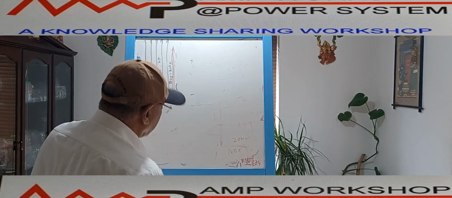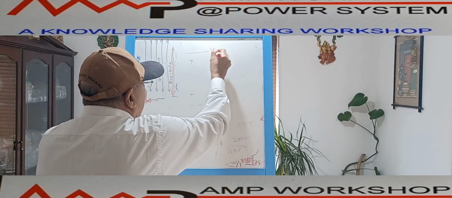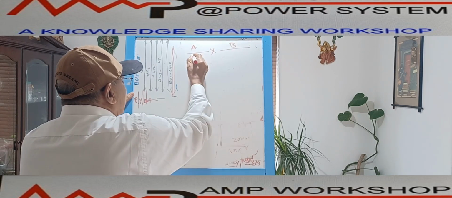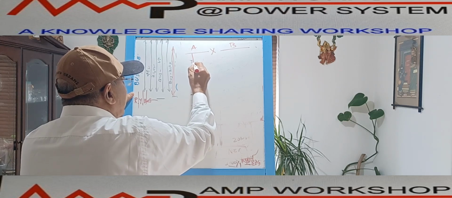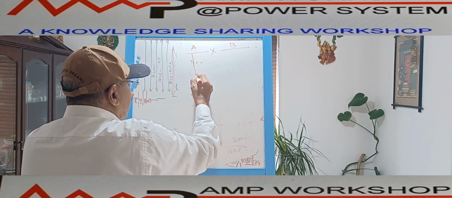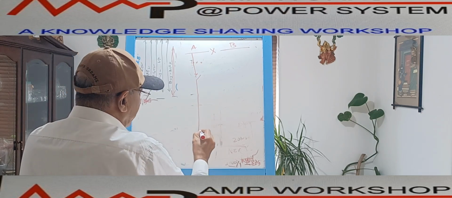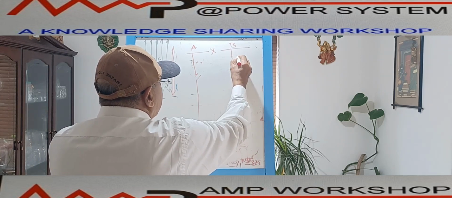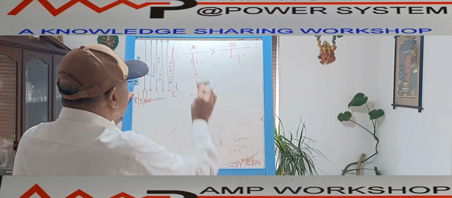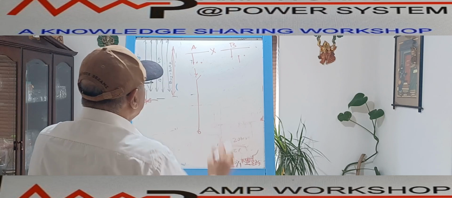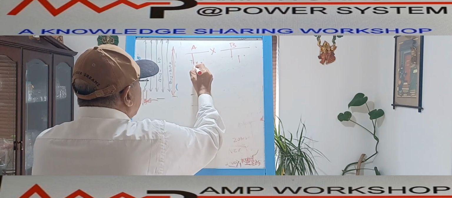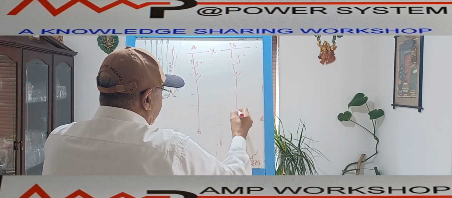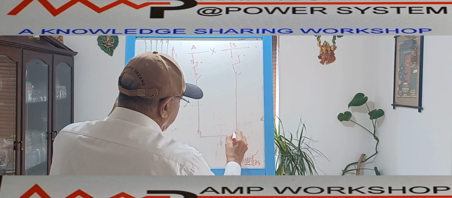I am drawing now. Suppose this is A bus and this is B bus. Now from here we have an isolator. This is an isolator. This is a breaker, and then all the CTs over here. So this is coming over here. Similarly here also the same arrangement. This is the isolator. This isolator is coming over here. Then this is your breaker. So this is the second.